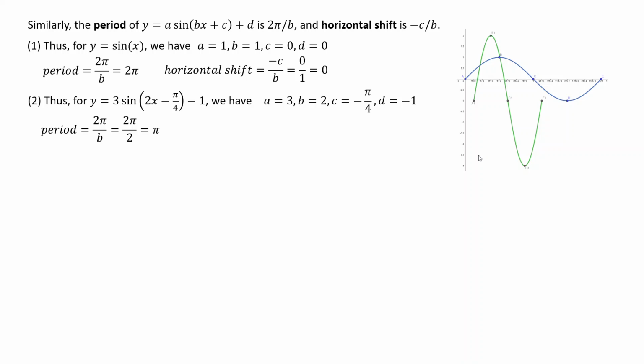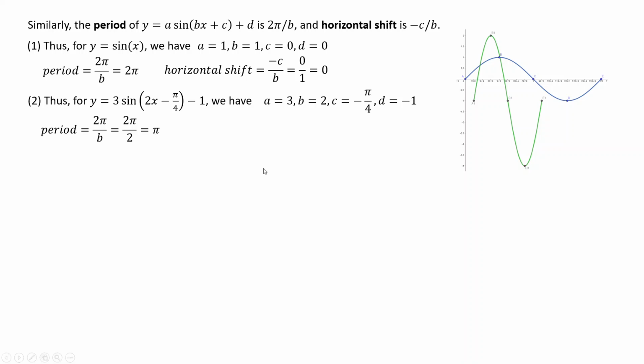Is that true? Okay, let's see. The pattern repeats. This green thing just keeps repeating here. So what is the horizontal distance here? This end is at pi over 8 and that end is at 9 pi over 8. So what's the horizontal distance? Subtract. 9 pi over 8 minus pi over 8 is 8 pi over 8, which is pi. Sure enough, period is pi.